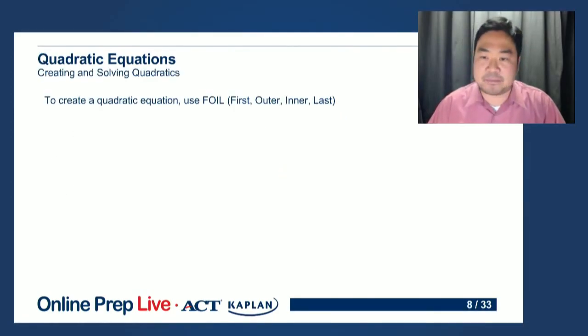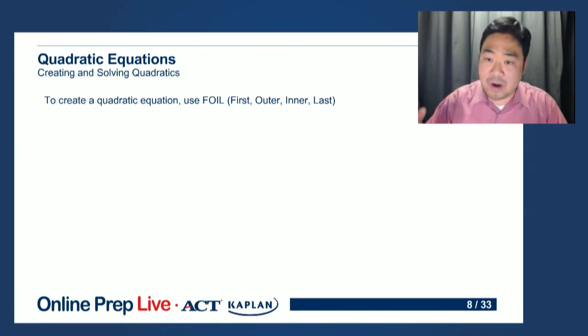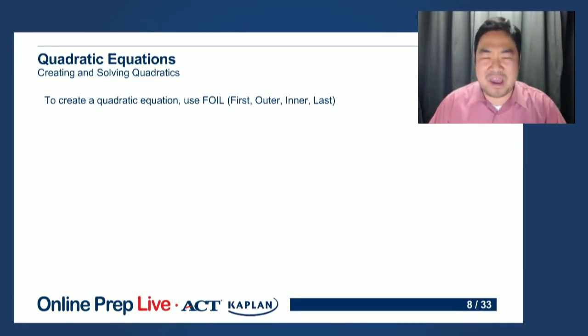Our second concept dealing with algebra talks about quadratic equations: how to solve for those equations where you have an x squared term or something raised to the second power. So to create a quadratic equation, you remember this from way back when, use good old FOIL, which refers to first, outer, inner, and last.